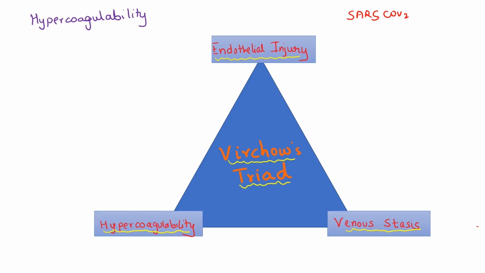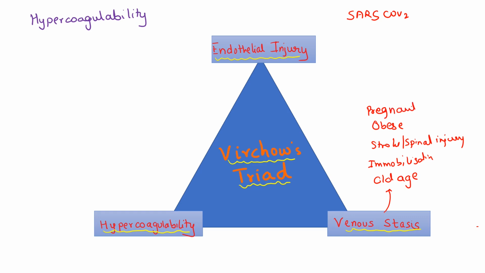The major risk factor that leads to formation of thrombus is venous stasis. Now venous stasis is mainly seen in people with old age, with immobilization, patients of stroke or patients of spinal injury. There is venous stasis also occurring in patients who are obese, and pregnant patients. All these become risk factors for formation of thrombus.